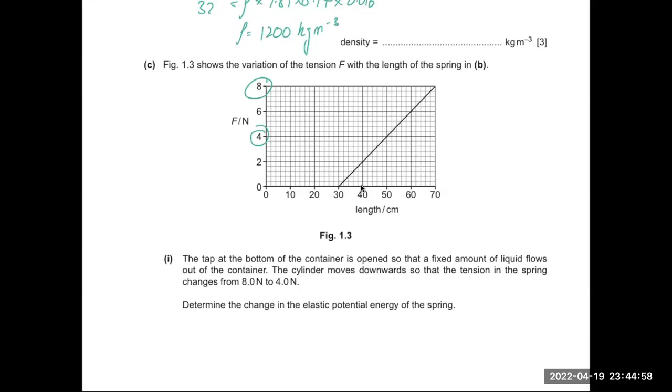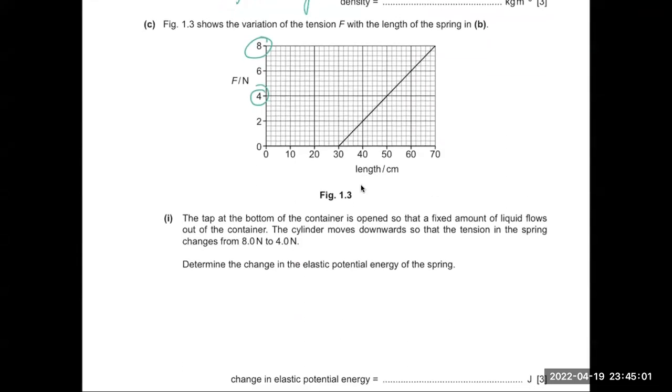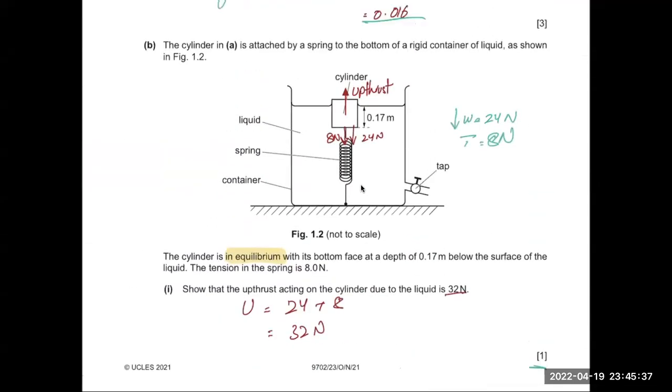What is the change in elastic potential energy? When they ask you for the change in elastic potential energy, if you have a force extension graph, you can use the area under the force extension graph to calculate it. That would result in the right answer. You don't have a force extension graph. You have a force length graph as opposed to a force extension graph. So you can modify this graph to convert it into a force extension graph.